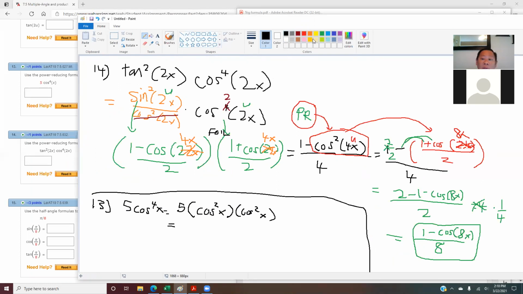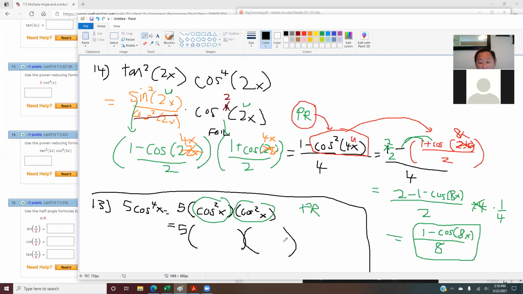And then you can use the power reducing formula for this and this. Your 5 is still there. So now you use the power reducing again. It's cosine squared: 1 plus cosine of 2u over 2. And this is also the same thing, 1 plus cosine of 2u over 2. And in this case, my u is x. So that means this u is represented by x.